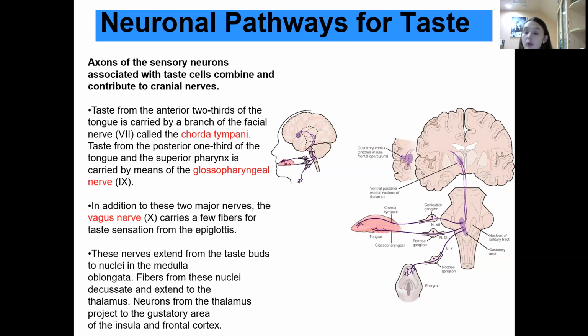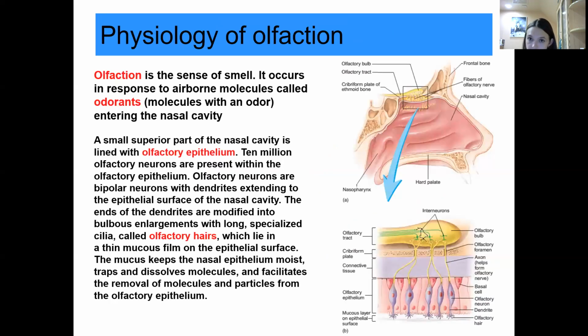Taste from the posterior one-third part of the tongue and superior part of the pharynx is carried by the glossopharyngeal nerve. In addition to these two main nerves, the vagus carries a few fibers of the taste sensation from the epiglottis. This nerve extends from the taste buds to the nuclei of the medulla oblongata. Fibers from these nuclei decussate and extend to the thalamus. Neurons from the thalamus will project to the gustatory area of the insula and frontal cortex.